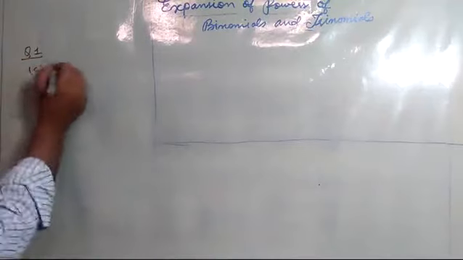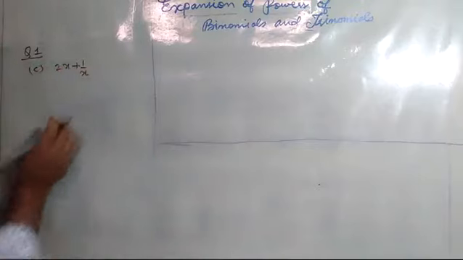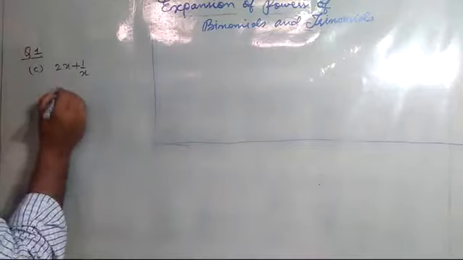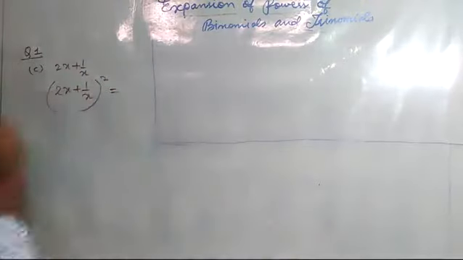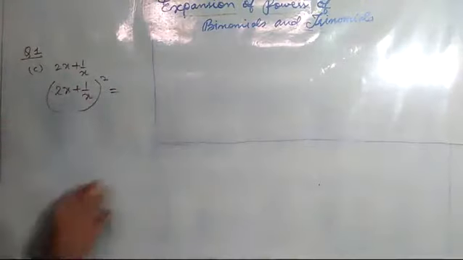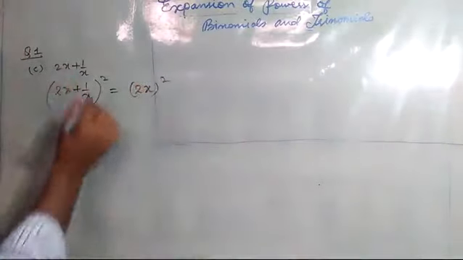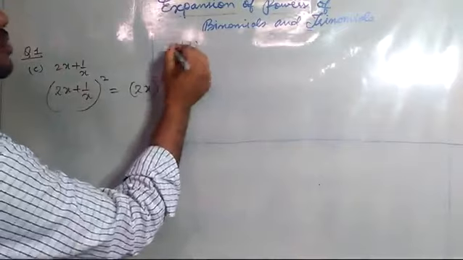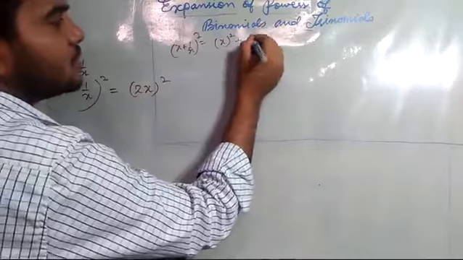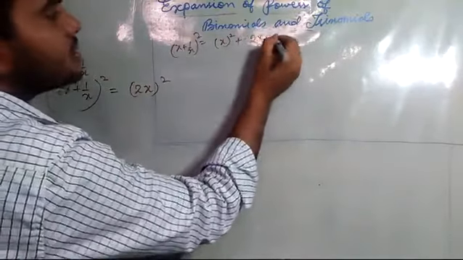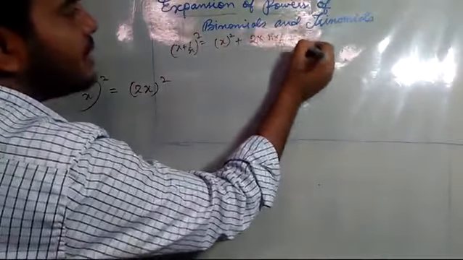How to expand? If you see here, 2x plus 1 by x is given. We have to expand the square of this. Squares of this means you will first write 2x plus 1 by x whole square, because they are asking to write the expansion of this. If you remember the formula for x plus 1 by x whole square, it was x square plus 2 into 1 by x into x, or you write x into 1 by x, plus 1 by x square.